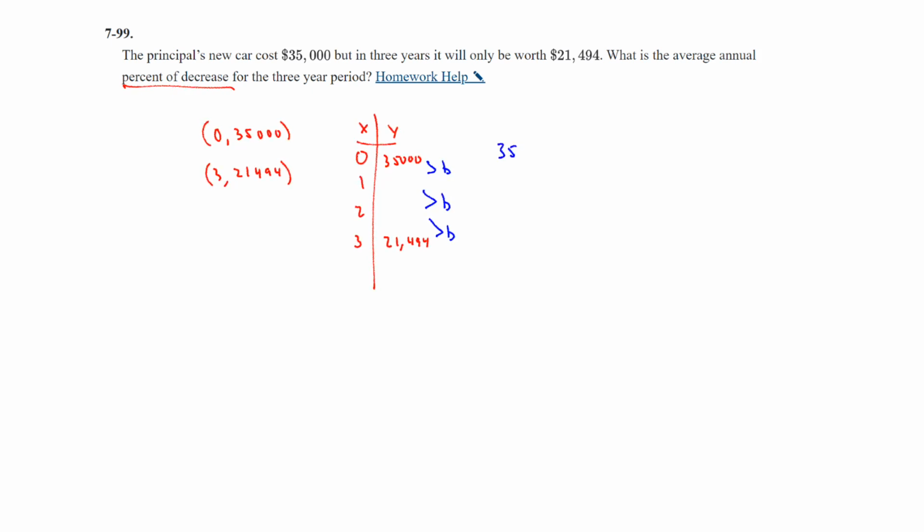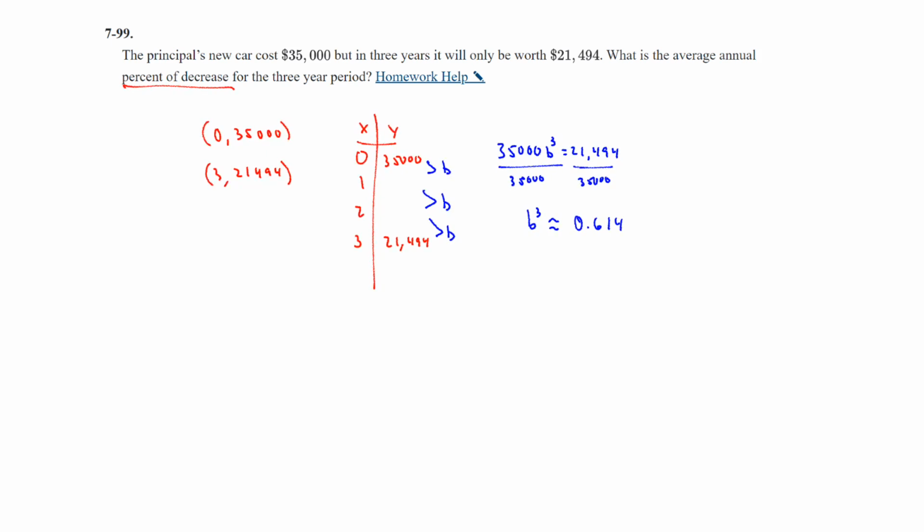So we could set up an equation. 35,000 times b times b times b, or b cubed, is supposed to equal 21,494. And now we could solve that by dividing both sides by 35,000, I'm sorry. And then b cubed would be equal to that value. And b cubed is approximately 0.614. Now I will just leave that number in the calculator.